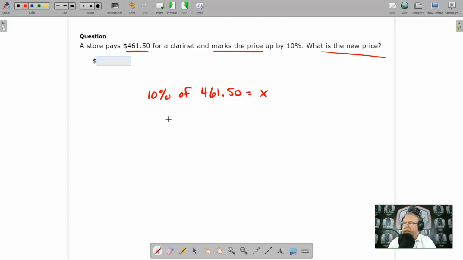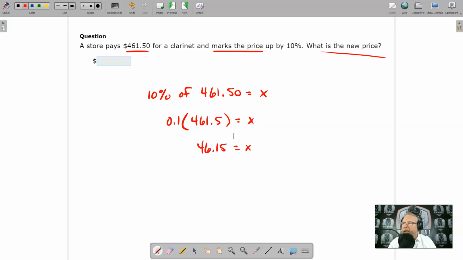So let's put 10% as a decimal. Again, 0.1. We're going to multiply times 461.50. And I can go ahead and drop that 0 there. So I'm just going to move the decimal over one place. So I know that that's going to be $46.15.